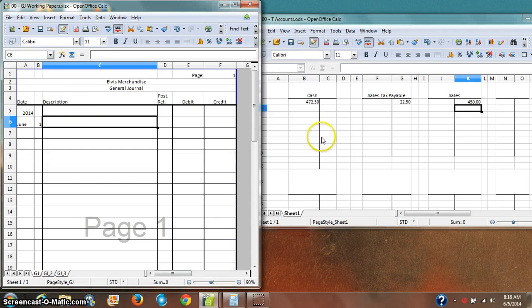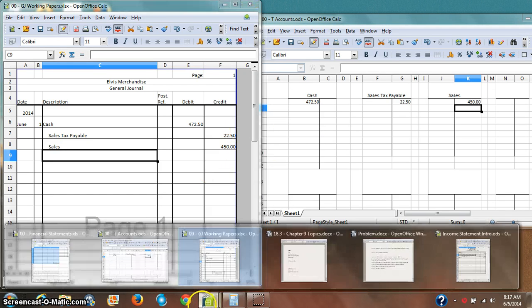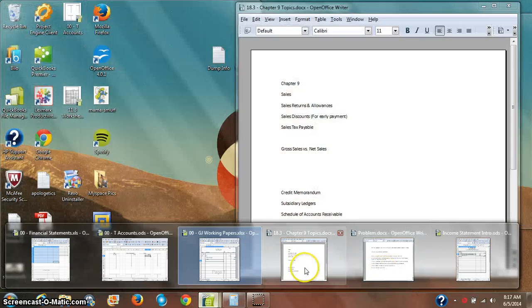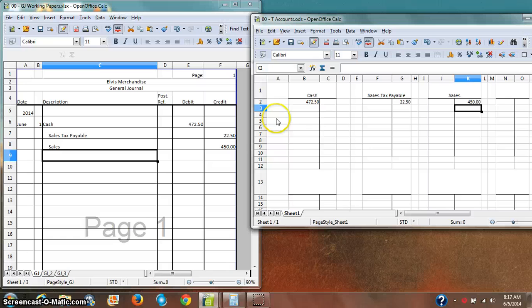Now I can put this on the general journal. So cash is a debit of $472.50. I've got sales tax payable of $22.50, and then I've got sales of $450. So there's my first transaction here. And also, before I'm done, let me go ahead and indicate this will be transaction A. All three of these are transaction A.